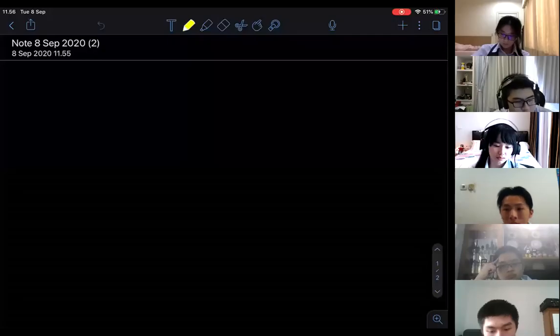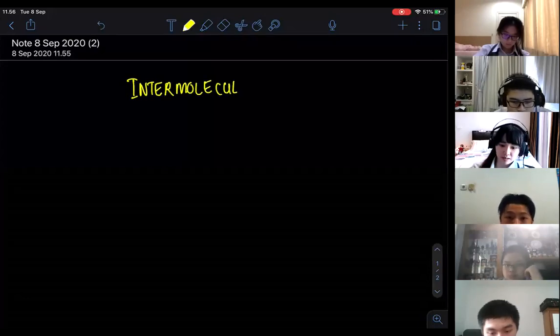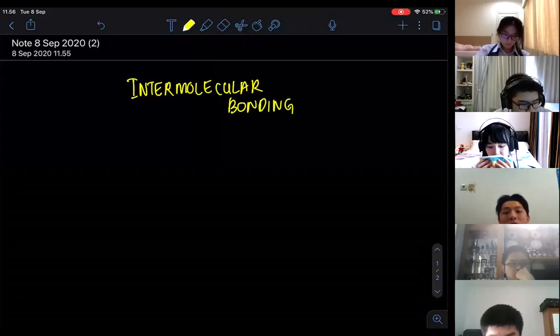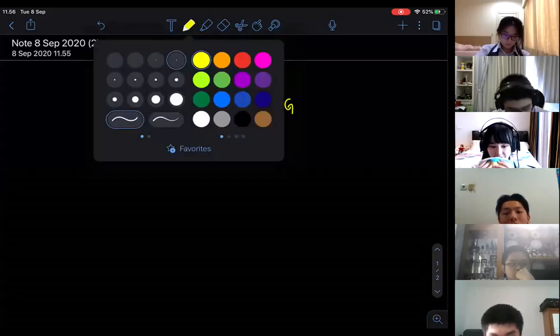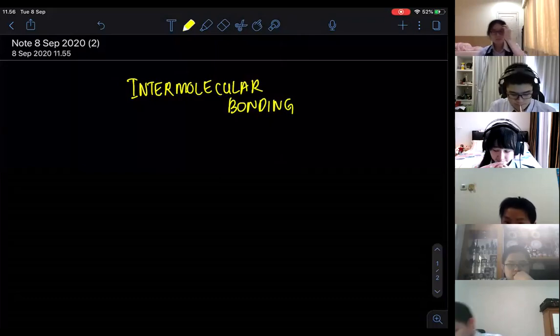Okay, this is what we call intermolecular bonding. What is intermolecular bonding? Intermolecular bonding is the bonding between molecule and molecule. Before we enter the bonding, I already taught you a little bit about what bonding is. We have two types of bonding: intramolecular bonding and intermolecular bonding.